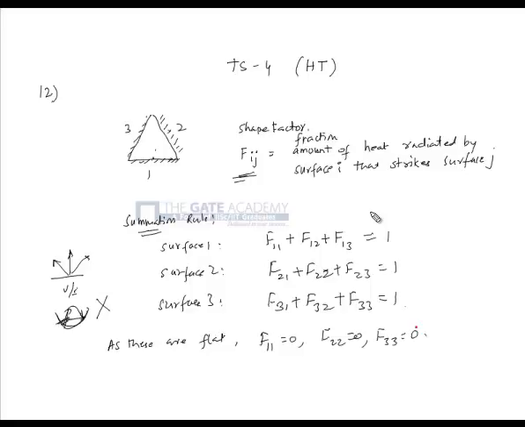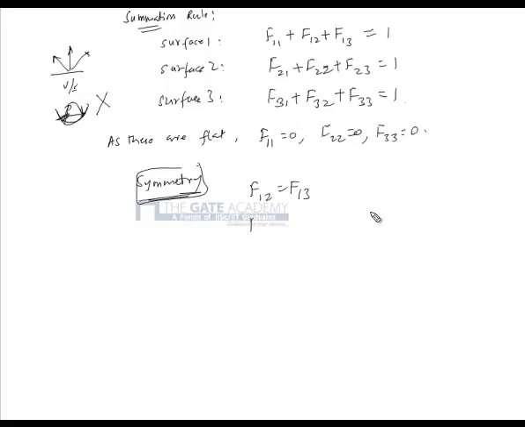Also, because it's an equilateral triangle, because of symmetry, F12 has to be equal to F13, because with respect to 1, surfaces 2 and 3 are identical: the length is the same and the angle of inclination with 1 is also the same, 60 degrees. That happens purely because of symmetry. So F12 is F13. Similarly F21 is F23, and with respect to 3, 1 and 2 are the same, so F31 is equal to F32.